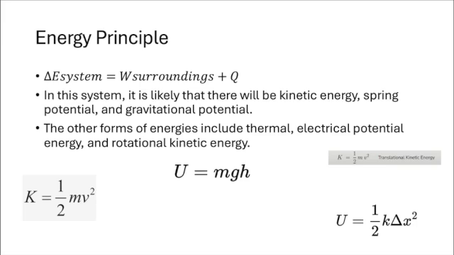In this experiment, the energy principle is also important. The change in energy of a system is equal to the work done by the surroundings plus heat. And in the system, there will very likely be kinetic energy, spring potential, and gravitational potential energy as indicated by the equations below. The other forms of energy include thermal, electrical potential, and rotational kinetic, but those won't be used here.